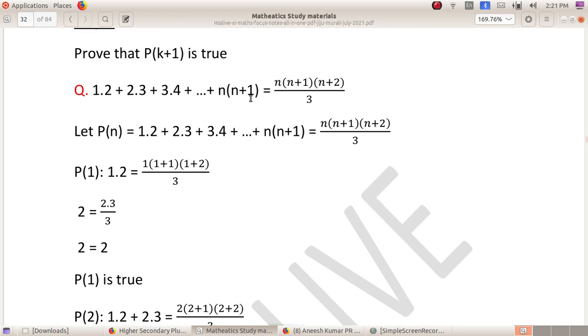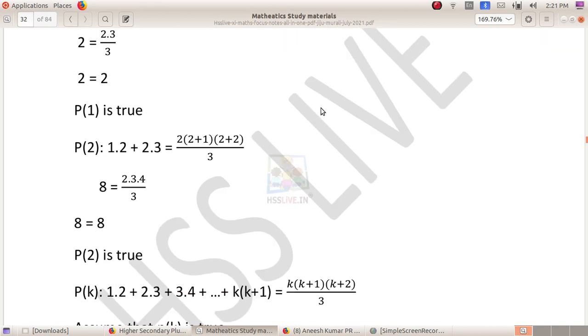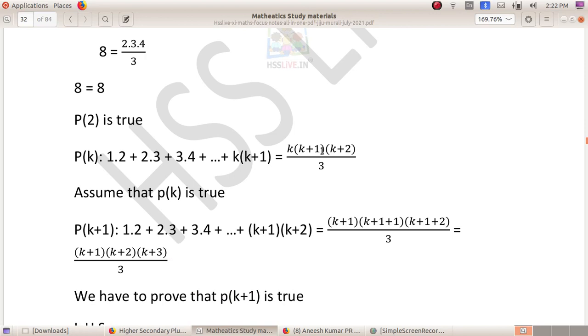Okay, and it is assumed that this statement is true for n is equal to k, which means what? k into k plus 1 into k plus 2 divided by 3. Right, suppose it is true for n is equal to k. By our assumption it is proved. Okay, then that is all about step 3.